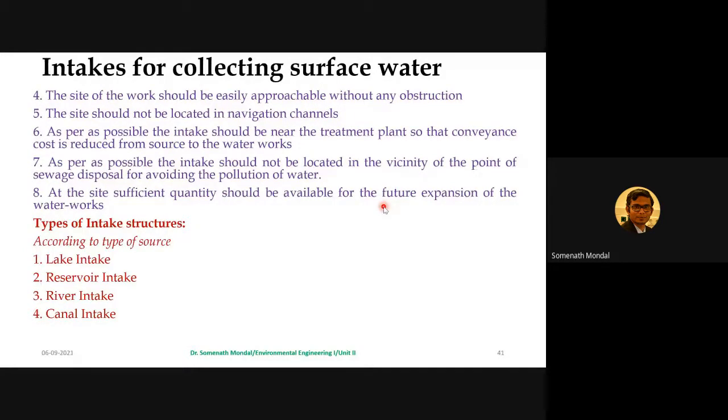As far as possible, the intake structures should be near the treatment plant, so that the conveyance cost from the source to the water treatment plant is reduced. These are tricky things, and they significantly influence the overall cost of the project. At the same time, we have to take care that the intakes are not located in the vicinity of a point of sewage disposal, to avoid pollution or contamination of the water. That's what I was talking about.